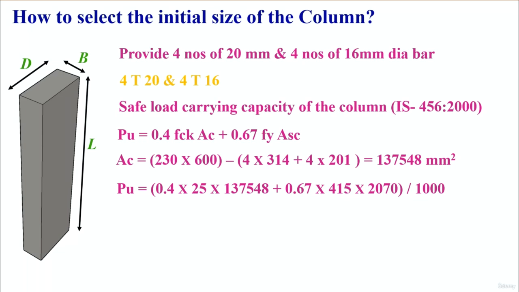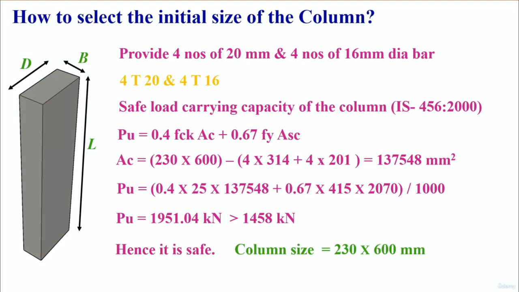Let's apply this in the formula. 0.4 multiplied by fck, which is 25, and Ac, the area of concrete, 137,548, plus 0.67 multiplied by fy, which is 415, that is the grade of steel, multiplied by the area of steel, the area of compression reinforcement, that is 2070, divided by 1000. So we get Pu as 1951.04 kilonewton, which is greater than 1458 kilonewton. Hence it is safe. Column size is 230 by 600 mm. This column size can safely carry the load of 1951 kilonewton, which is more than the load we have calculated as per the thumb rule.